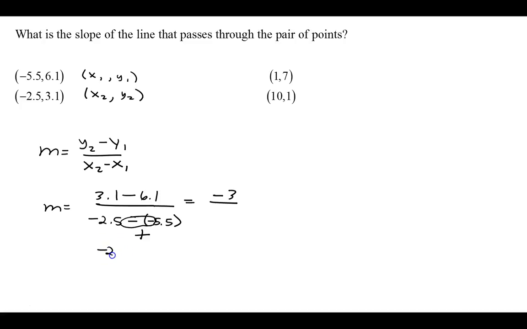And so we have a negative 2.5, and we add on 5.5. That's going to be a 3. Then finally, negative 3 divided by 3 is a negative 1. The slope of the line that goes through these 2 points is negative 1.